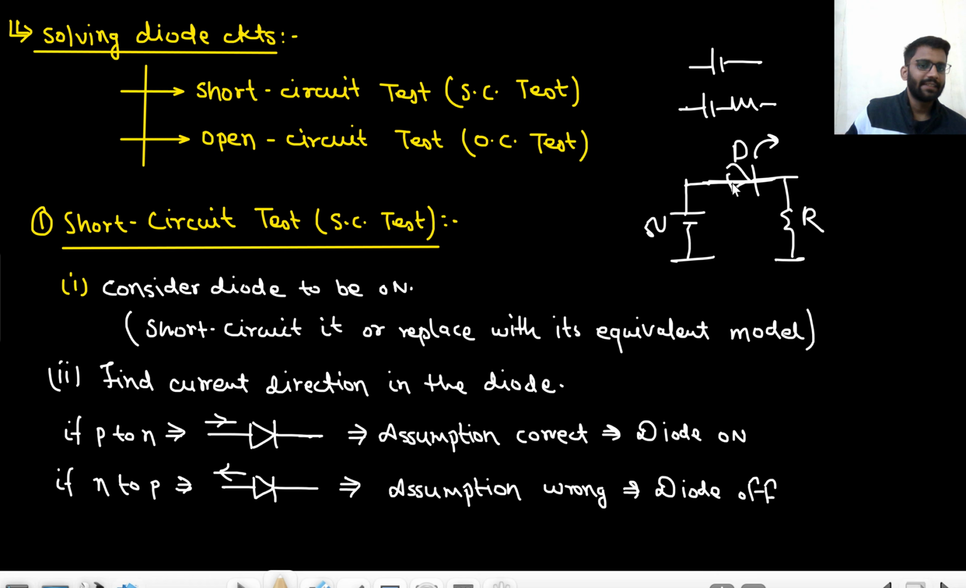Now find the current in the diode. What is the current in the diode? That is 5 by R. The current in the diode is 5 by R.